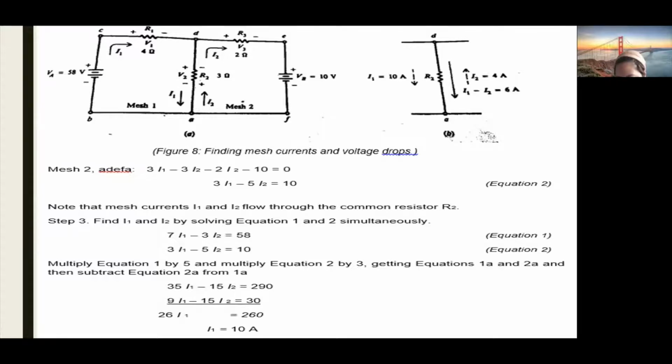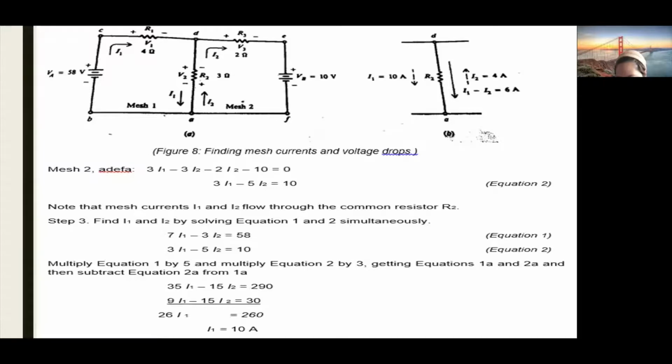So we're able to get now equation 1 and equation 2. Note that mesh currents I1 and I2 flow through the common resistor R2. So here is R2. Both I1 and I2 flow through the common resistor R2. So step 3, we are now going to find I1 and I2 by solving equations 1 and 2 simultaneously.